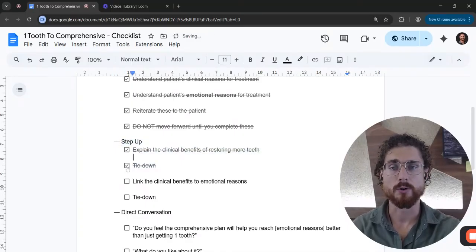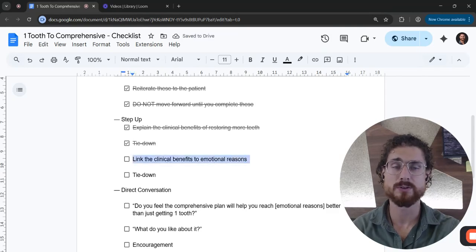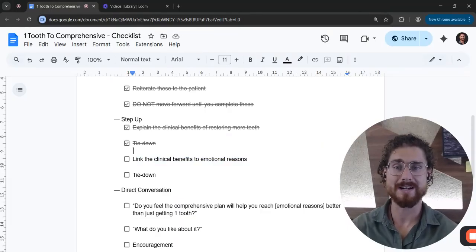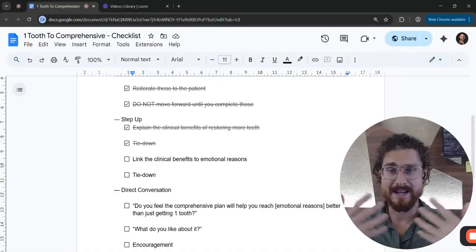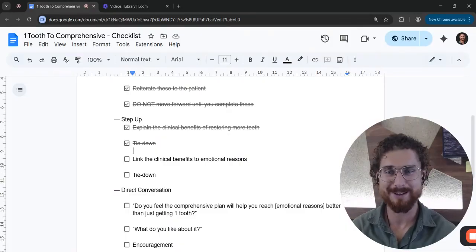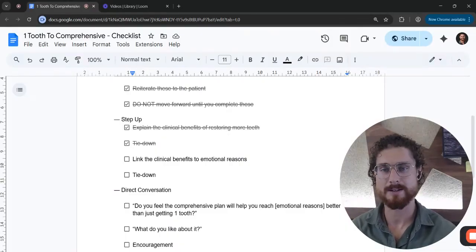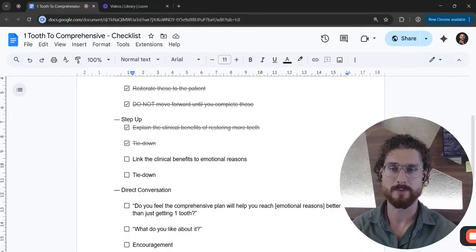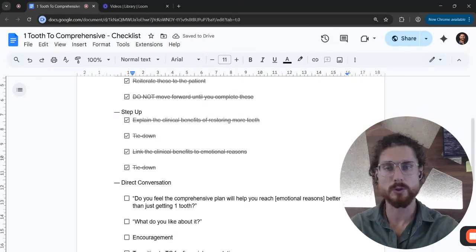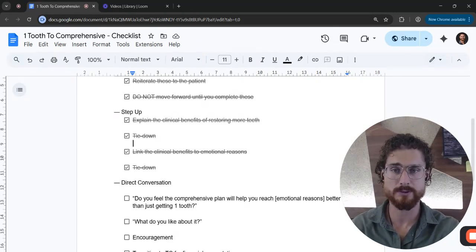So next, you're going to link the clinical benefits to their emotional reasons. So if you're showing them an orthodontic solution, help them see how that's going to affect their dating life, right? Connect the two ideas. Okay, if you had straighter teeth, you're going to be smiling ear to ear when you're sitting down for a date, right? You wanted whiter teeth for this, right? But what would straighter teeth do for you? And then again, we're going to tie them down. We're going to ask the patient, do you think this would help your dating life, right? Or if it's career focused, how do you think this would impact your career?